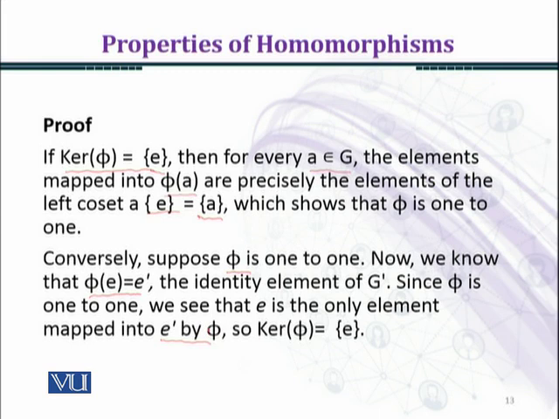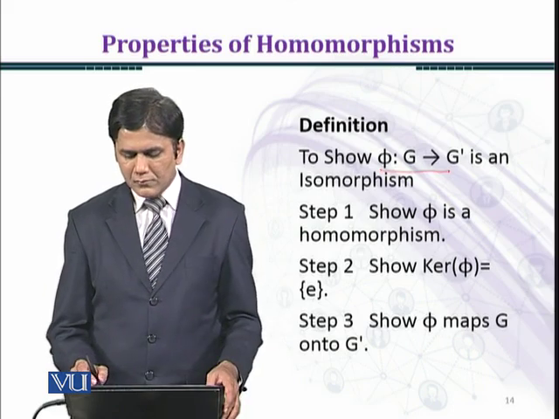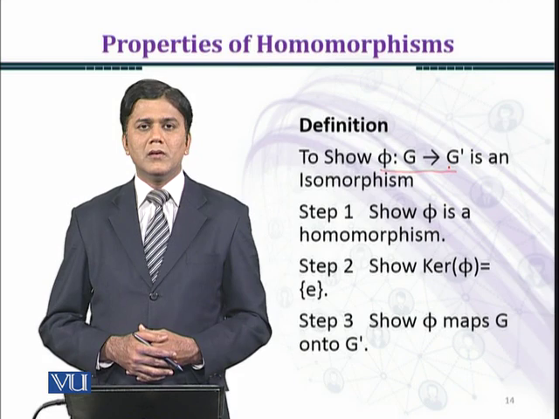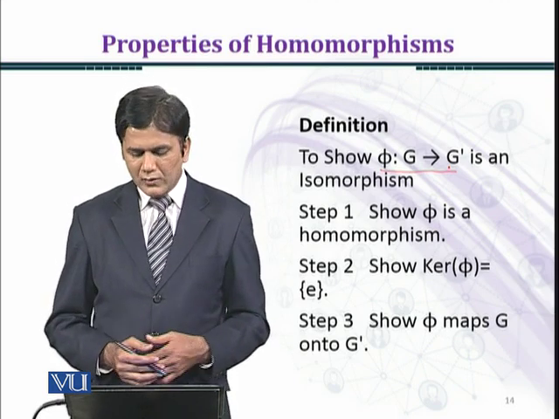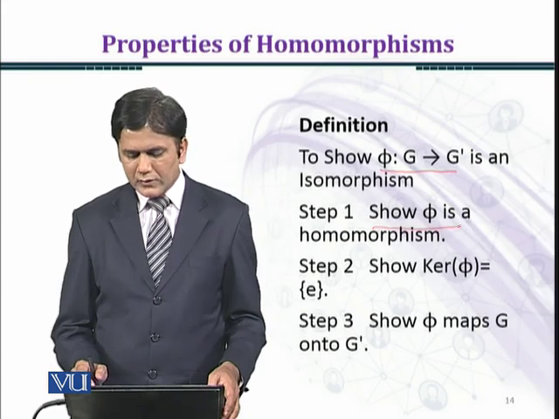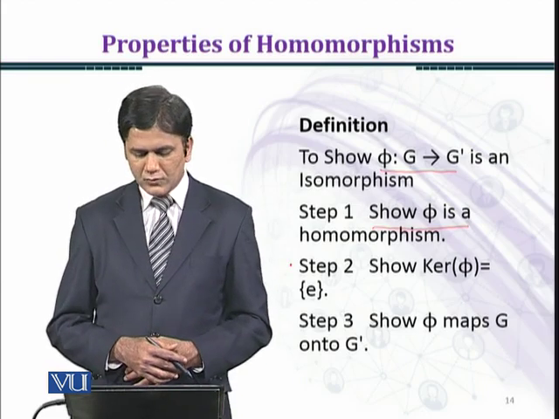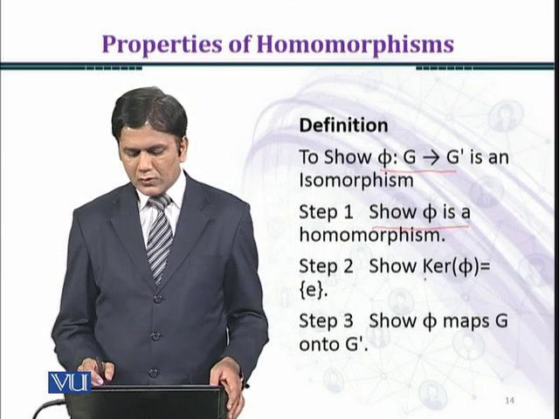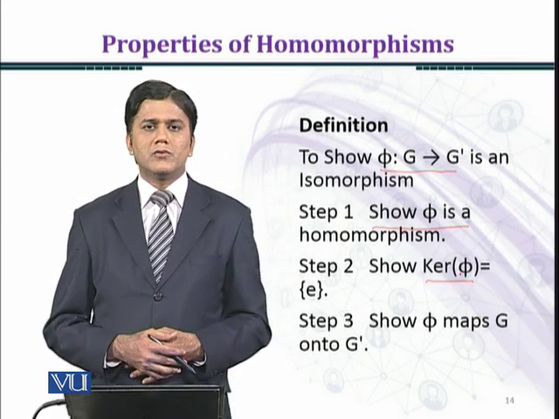So in this result we have proved that phi is 1 to 1 if and only if ker phi equal to singleton E. Now we shall introduce the isomorphism by using this result. To show phi from G to G prime is an isomorphism, there are 3 steps. Step 1. Show phi is a homomorphism. Step 2. Show kernel phi equal to singleton E.